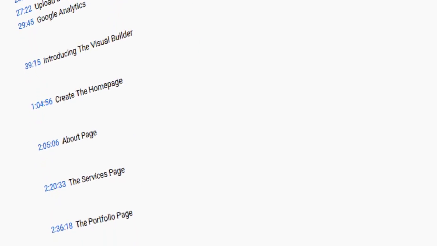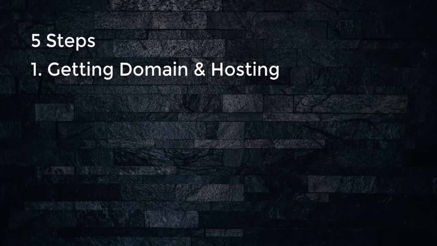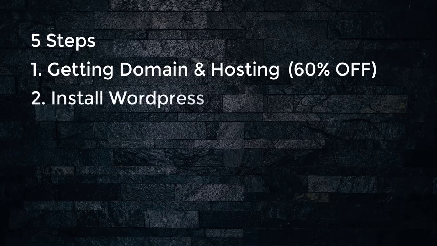Alright, I have divided this tutorial into 5 simple steps. I will show you how you can get your own domain and hosting, and here I will show you how you can get your domain completely free for the first year, and also how to get 60% discount through my link. Then I will show you how to install WordPress.